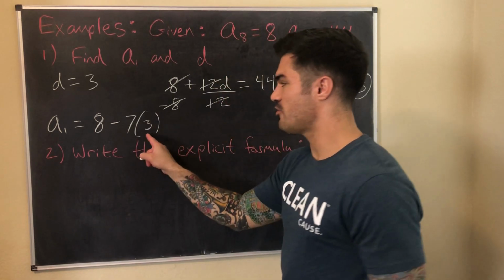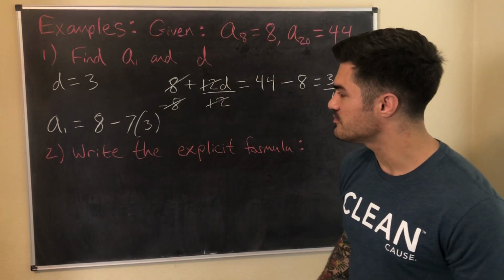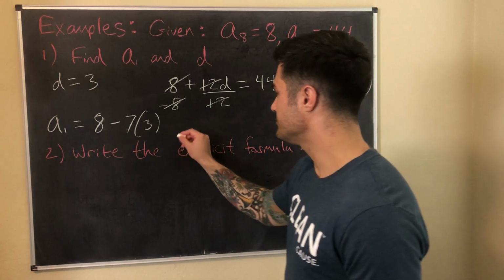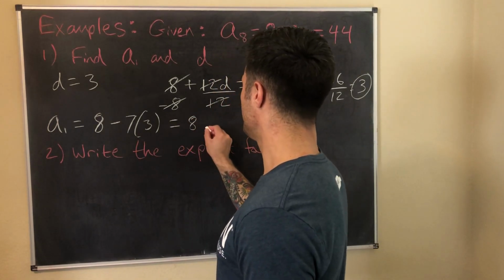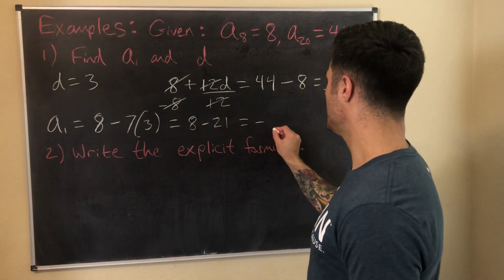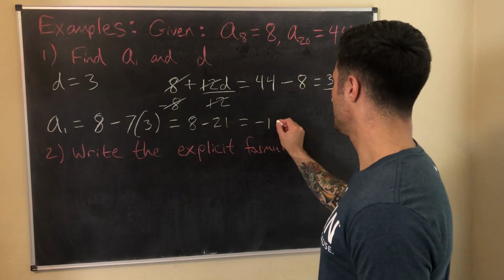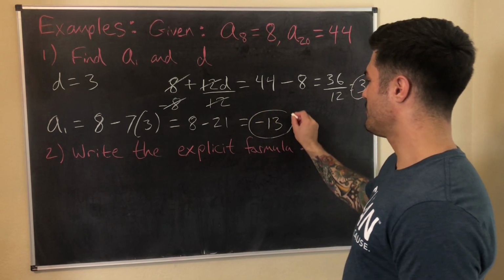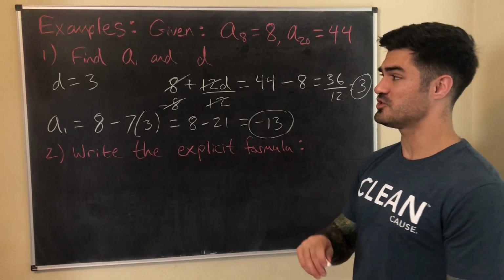7 times 3, right? Repeated addition, that's multiplication. So 7 times 3 is 21. So I have 8 minus 21, which is negative 13. Yes, had a quick brain fart there. So negative 13 is our first term.